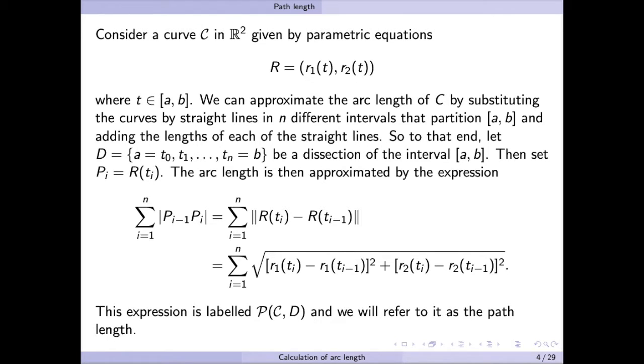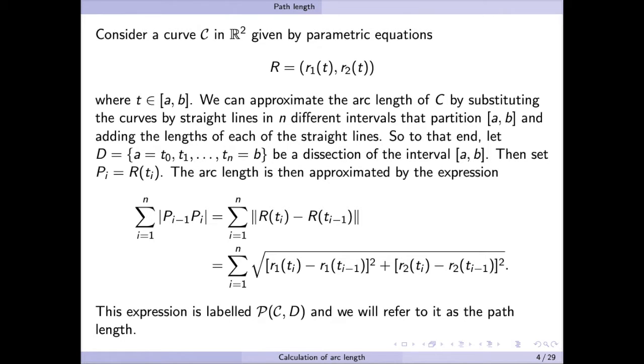So the length of the segment P sub i minus 1, P sub i is equal to the norm of the vector r of t sub i minus r of t sub i minus 1. And obviously we take the sum as i goes from 1 to n. Now using the Pythagorean theorem, we can calculate this norm as the square root of the square of the x component added to the square of the y component.